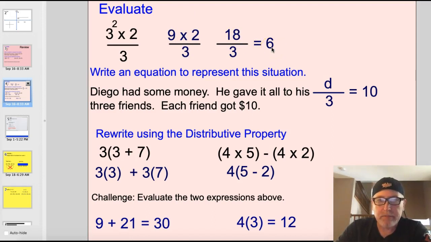Looks hard, it isn't. Diego had some money, he gave it all to his 3 friends. Each friend got $10. Here's Diego's money, divided amongst his 3 friends. They each got $10.